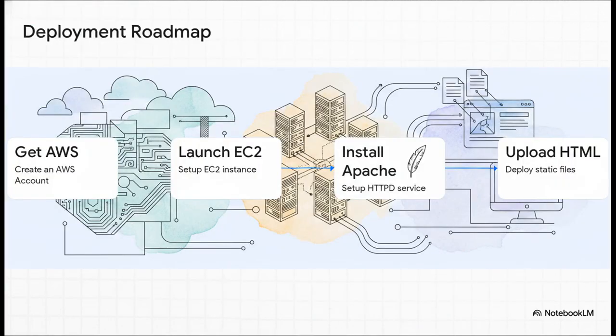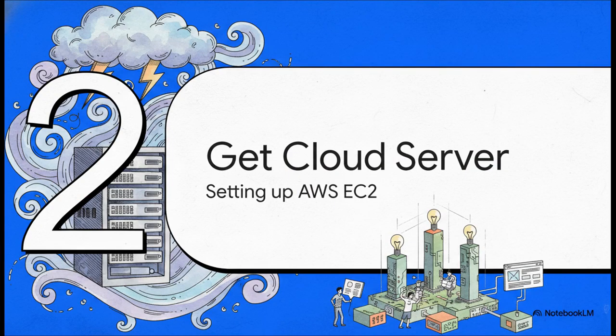And here is our deployment roadmap. It's really just a four-step process. We're going to start by grabbing an AWS account. Next, we launch an EC2 instance. Then, we install the Apache software itself, and finally, we upload our HTML files. Simple, right? It's a highly effective, tried-and-true path. Which brings us to Section 2, Getting Your Cloud Server.